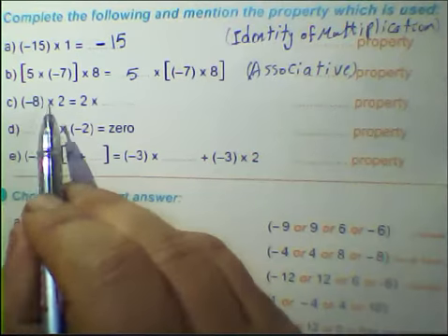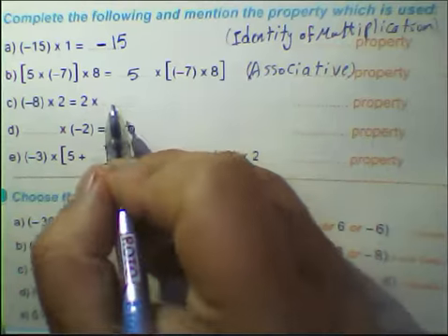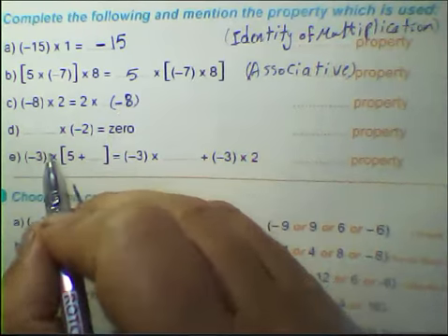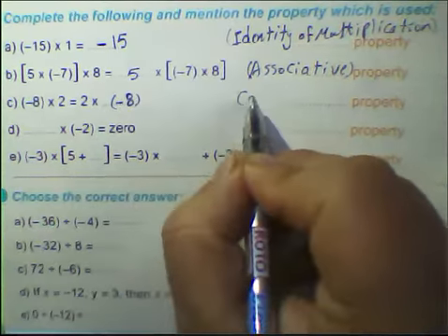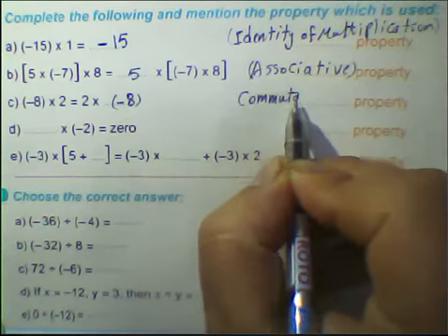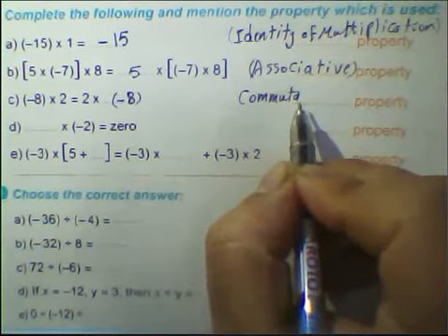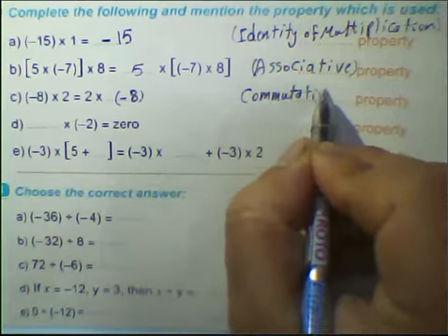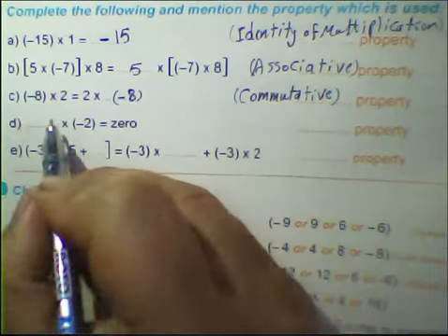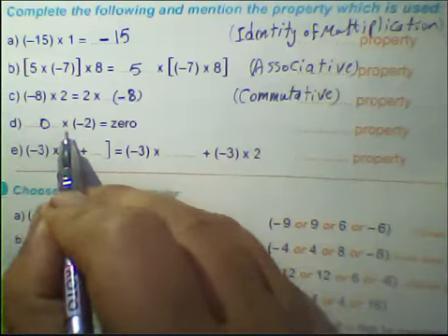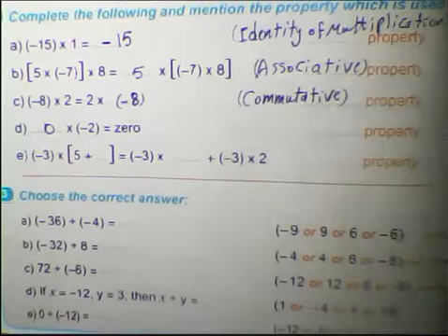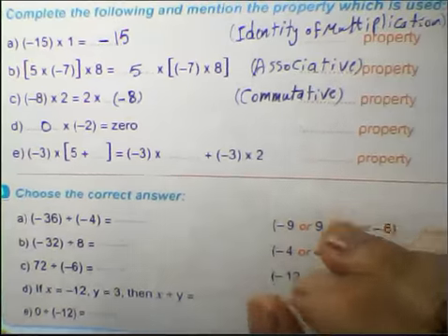Negative 2 multiply negative 8 equal negative 8 multiply negative 2. We're using commutative property. 0 multiply negative 2 equals 0. Multiplying by 0.